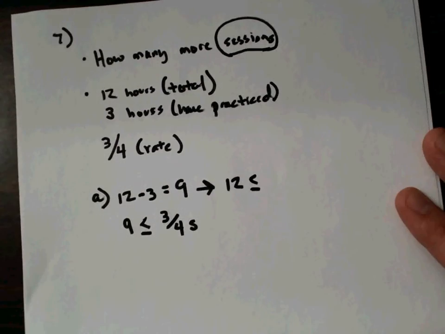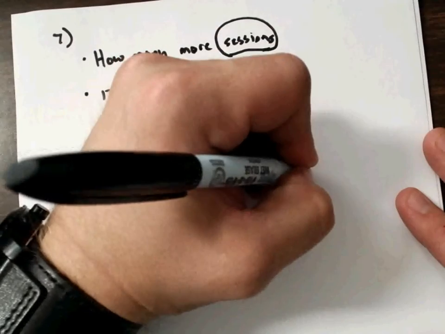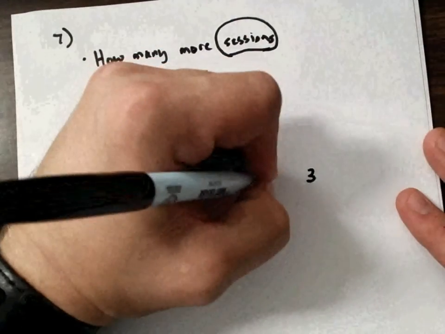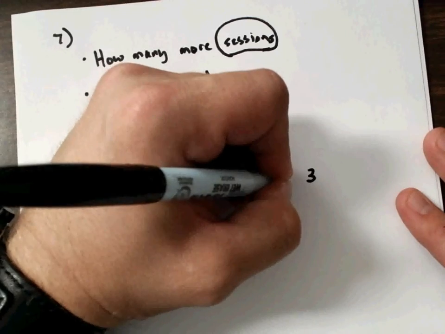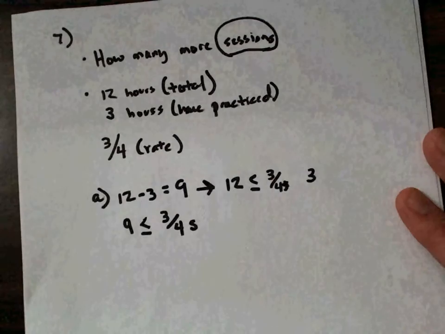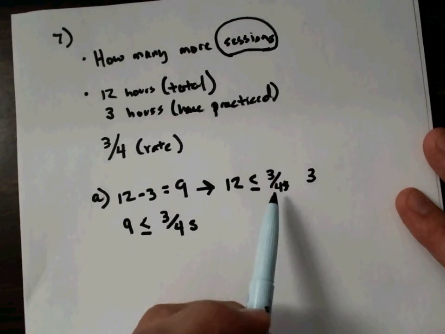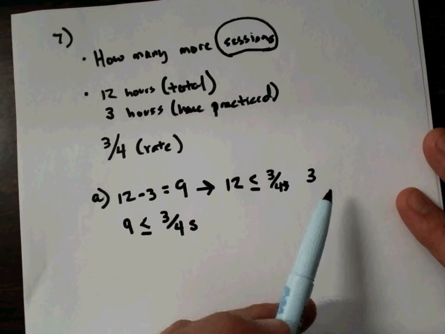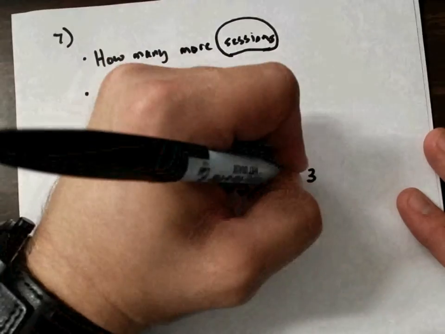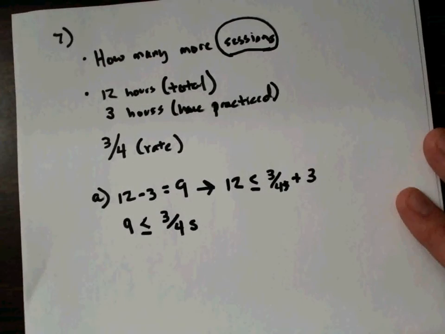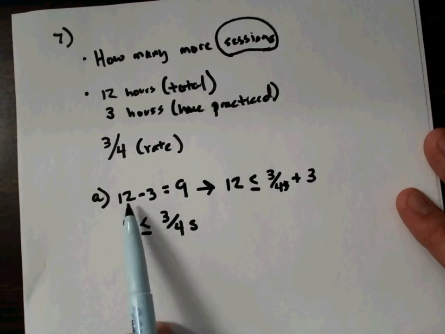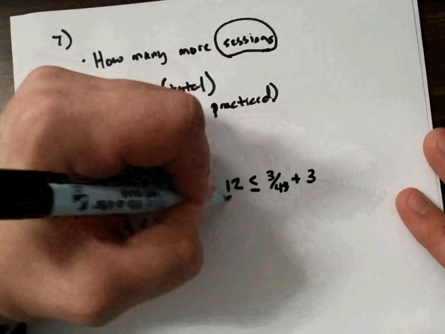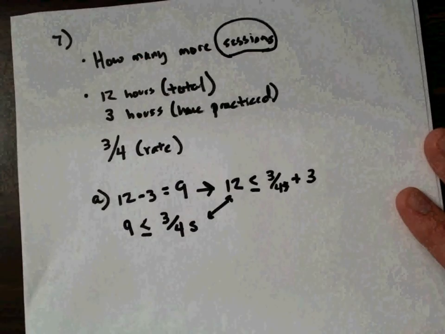Okay? She's practiced 3 hours already. And then our rate is still this. And we'll call it S for sessions. Now, if I get 3/4 of an hour per session, I add 3 hours to that because that's what I've already done. So what happens when I add that and move it over? It's going to be 12 minus 3 to give me 9. So both of these inequalities are correct.